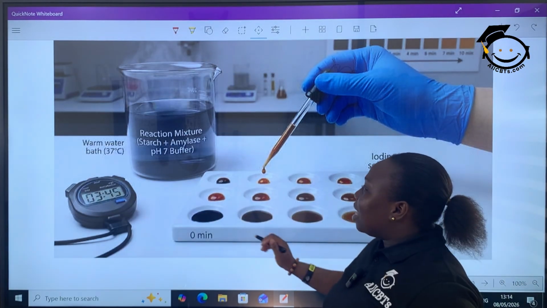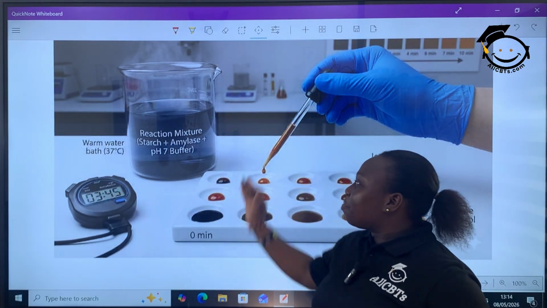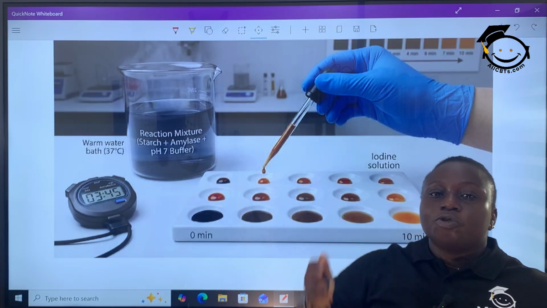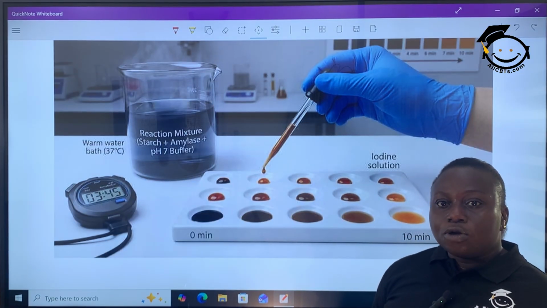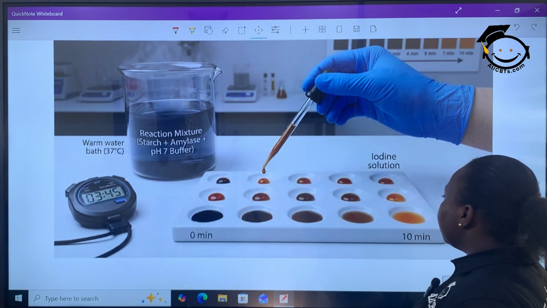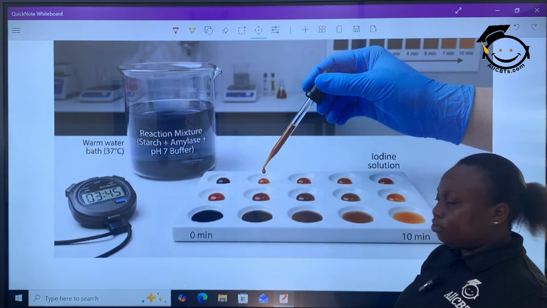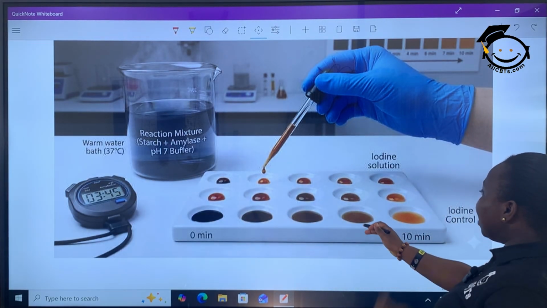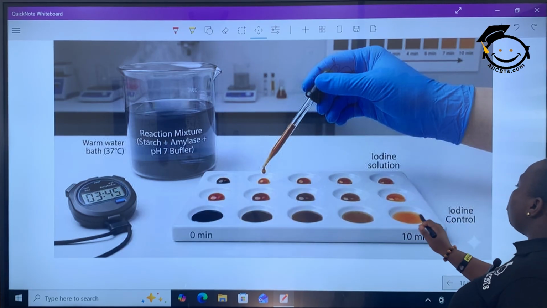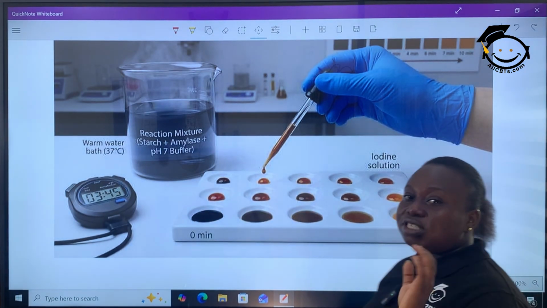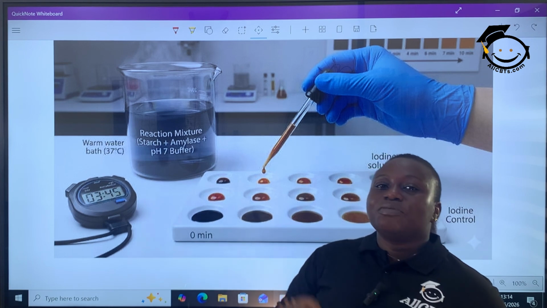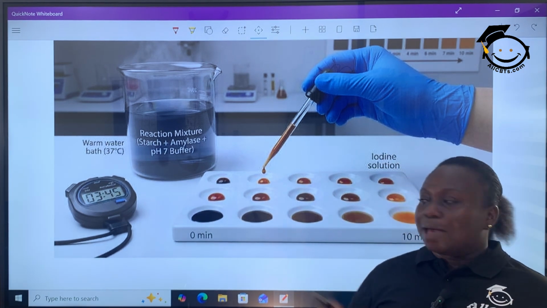But as you keep adding more and more amylase, you notice that the blue-black color will start changing. It will start changing to brown, then light brown, and then it changes to yellow. Now what does this mean? It means that as we are adding more amylase, starch is disappearing.